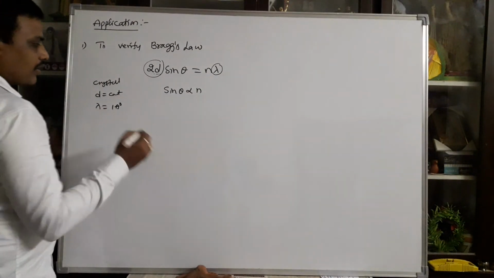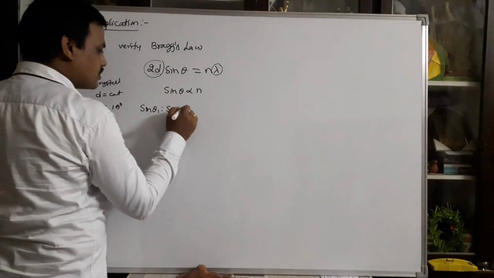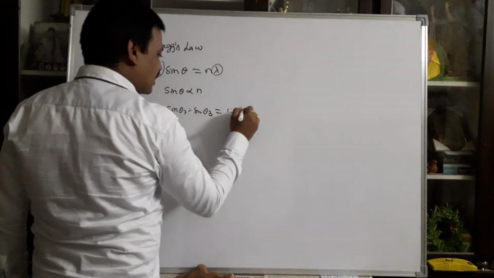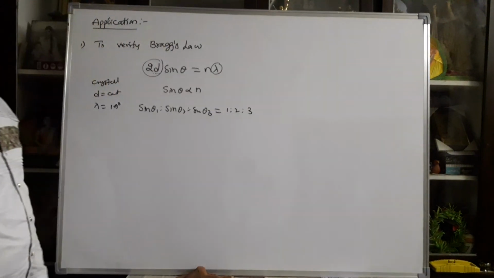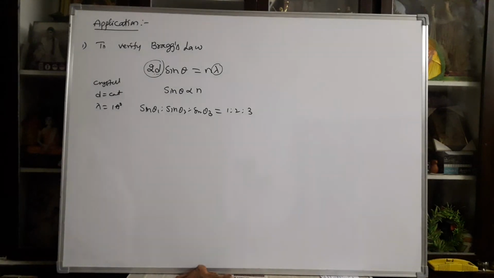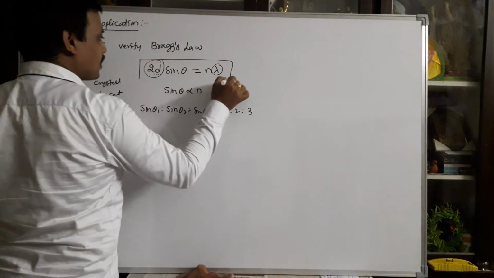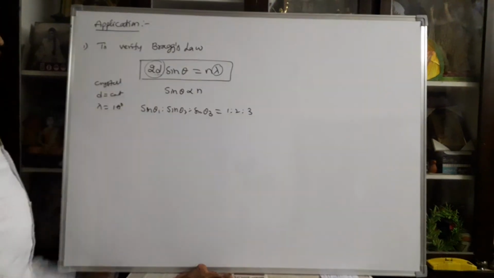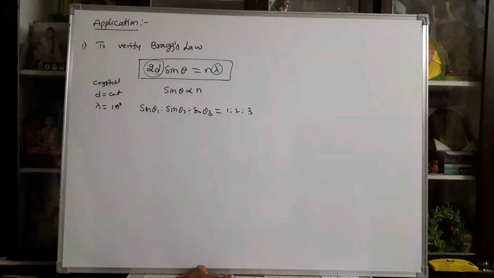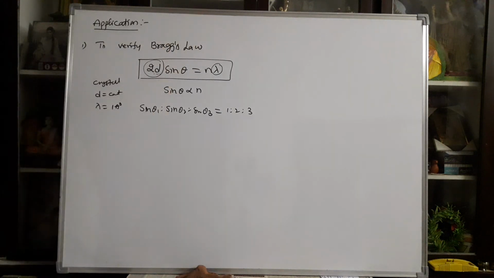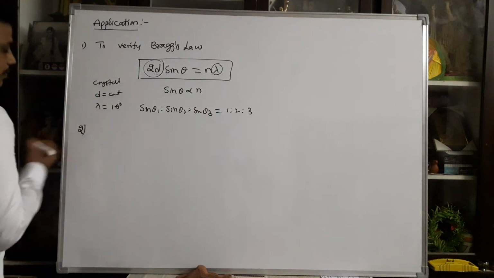So according to our relation with respect to different angles, sin theta 1 is to sin theta 2 is to sin theta 3 must be in the ratio of 1 is to 2 is to 3, with respect to first, second, third order. Otherwise, across a number of observations, 2D sin theta must be constant. At every observation, 2D sin theta must be equal to n lambda. On that basis, you can verify Bragg's law. That is the first application of your Bragg's spectrometer.